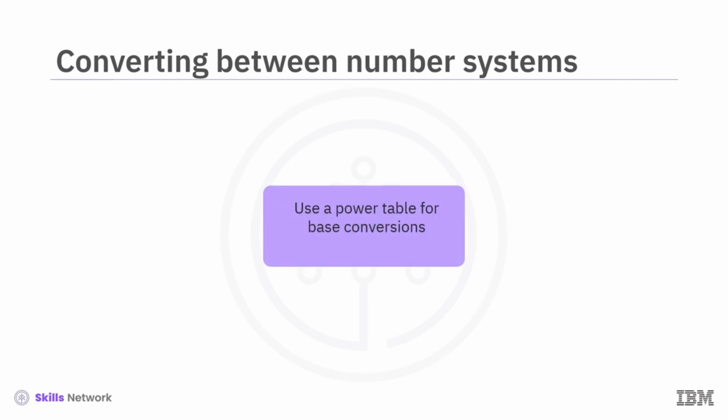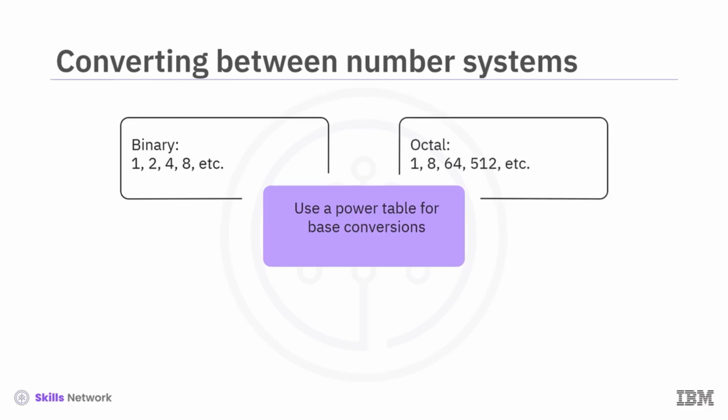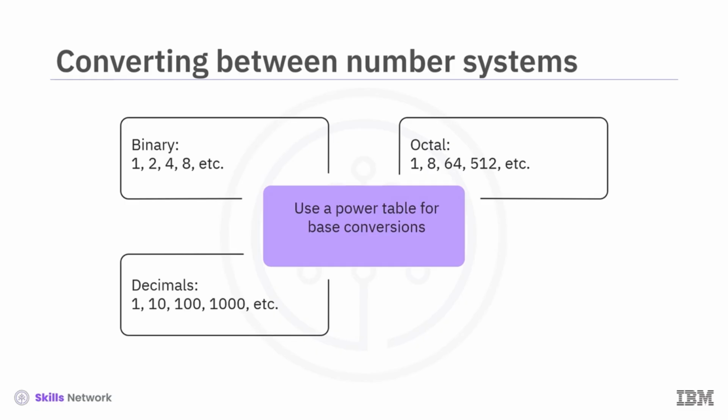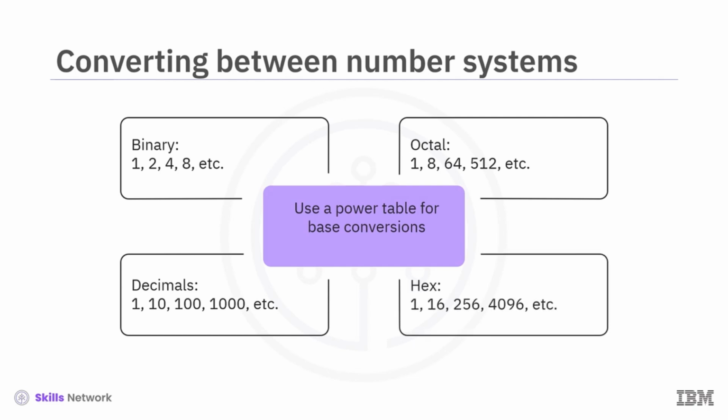To convert from any base system to decimal, draw a table where column headers represent the base raised to increasing powers, that is 0, 1, 2, 3, etc. For binary, that would be 1, 2, 4, 8, etc. Similarly, for octal, that would be 1, 8, 64, 512, etc. And for decimal, that would be 1, 10, 100, 1000, etc. And for hex, it would be 1, 16, 256, and 4096, etc.